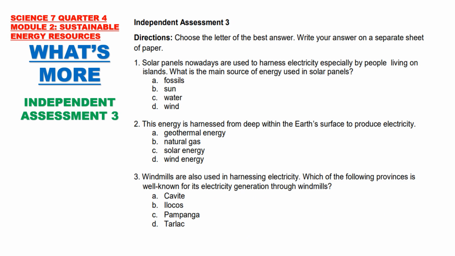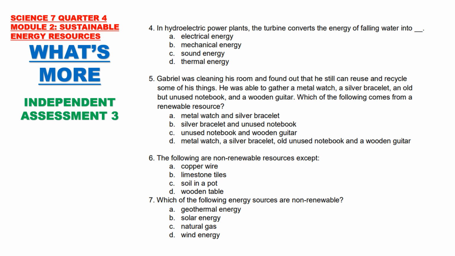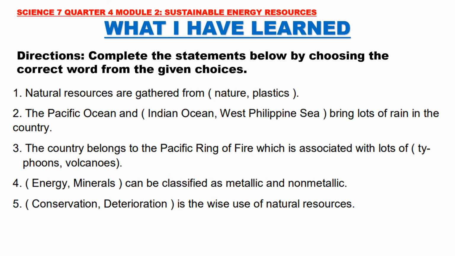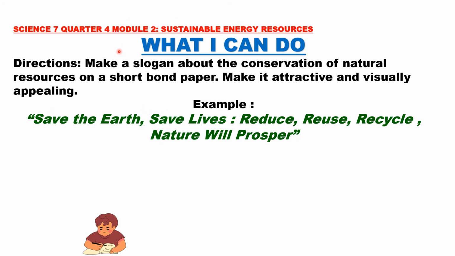Independent Assessment 3. Choose the letter of the best answer. So for number 1 to 3, here are the questions and the choices. For number 4 to 7, here are the questions and the choices. And for number 8 to 10, here are the questions and the choices. Next, What I Have Learned. Complete the statements below by choosing the correct word from the given choices. What I Can Do: make a slogan about the conservation of natural resources on a short bond paper.